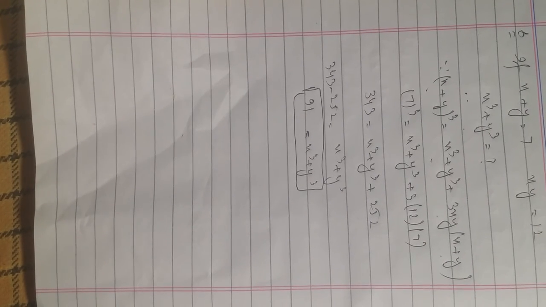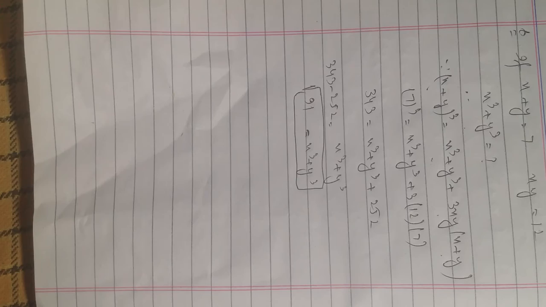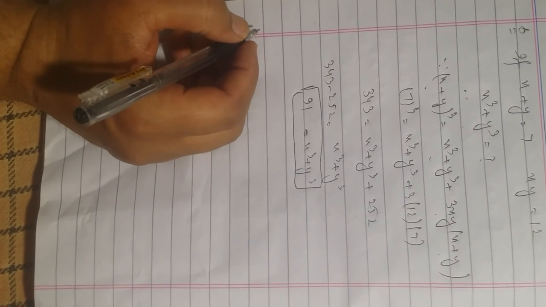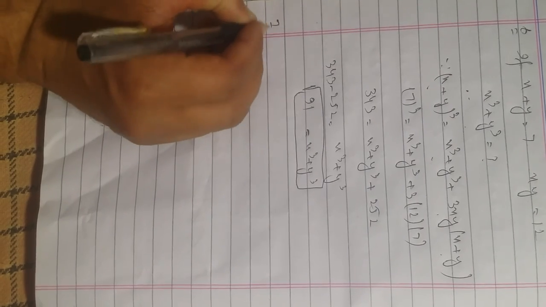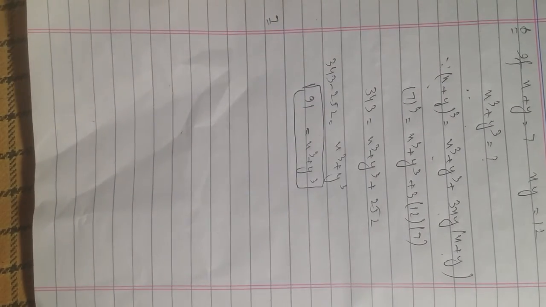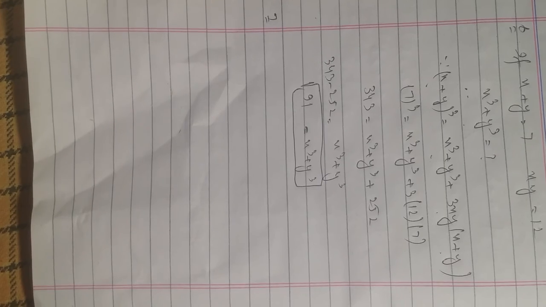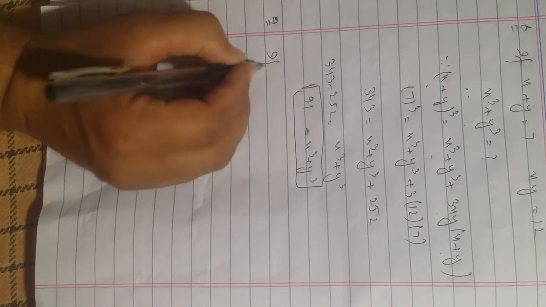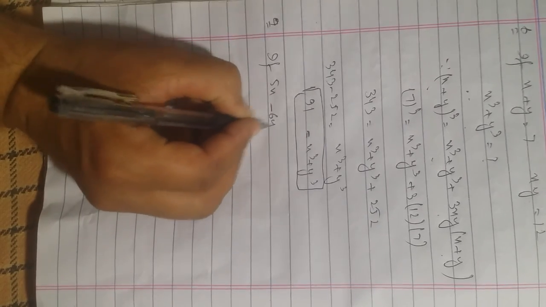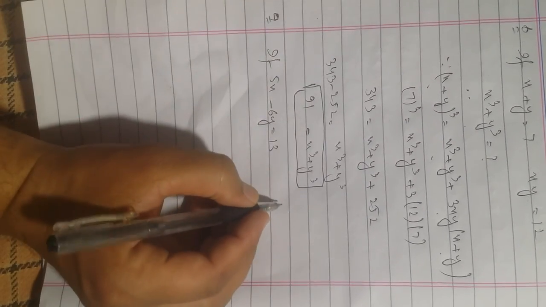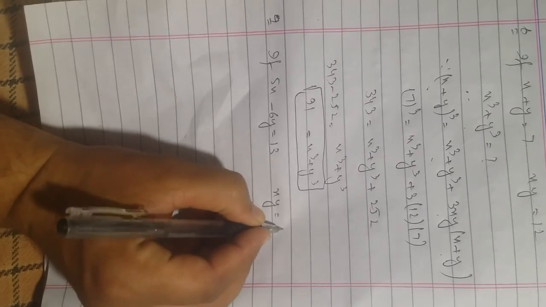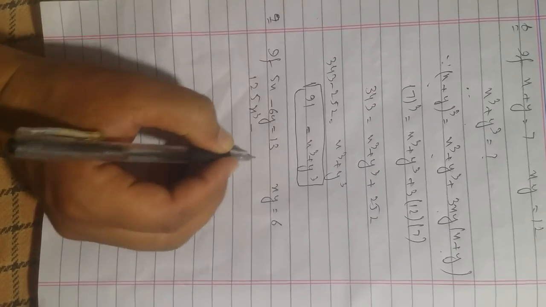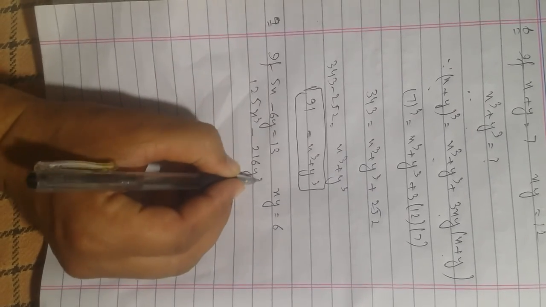Now I have to solve question number 9. If 5x minus 6y is equal to 13 and xy is equal to 6, we have to find 125x cube minus 216y cube.